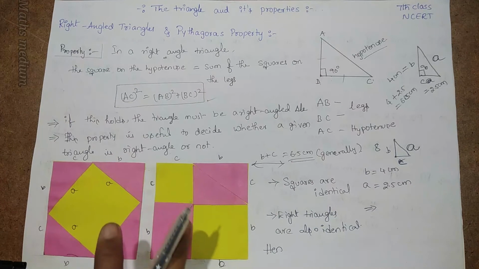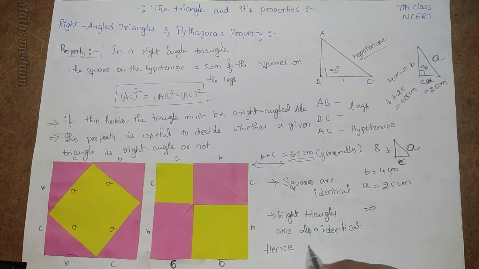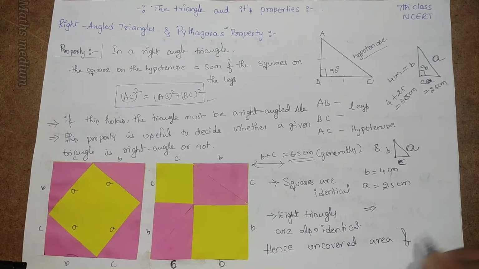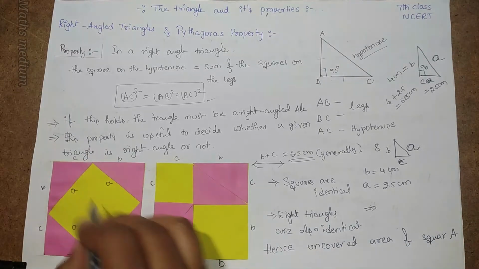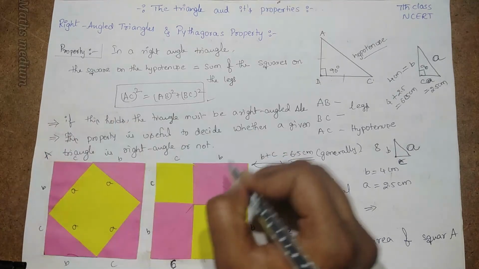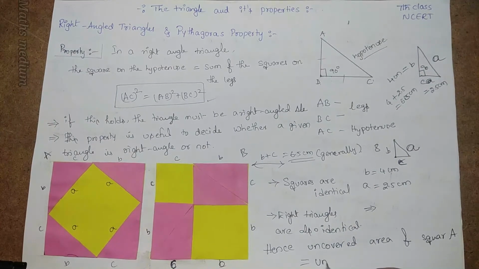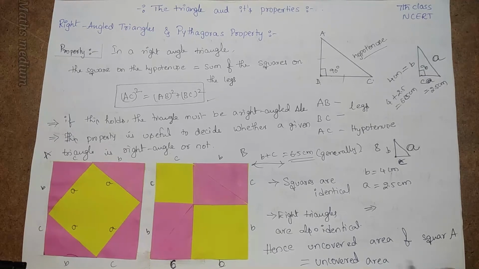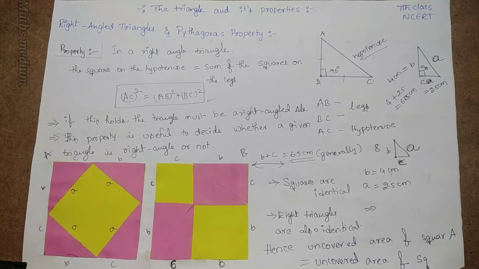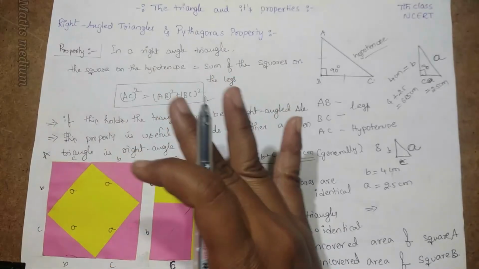From these two figures we can say, hence, the uncovered area of square A, let it be square A, this one as A, this one as B, is equal to the uncovered area of square B. I will explain you clearly here.